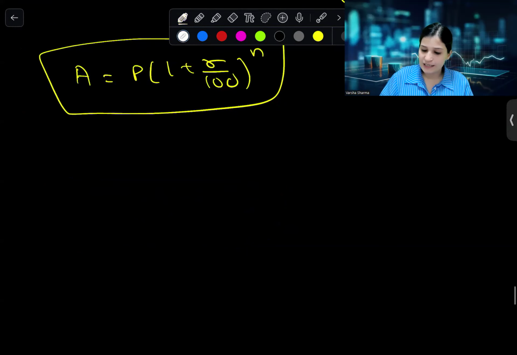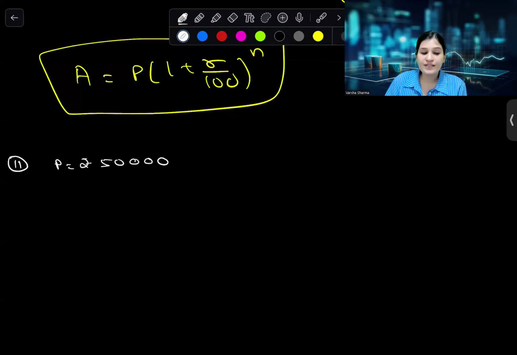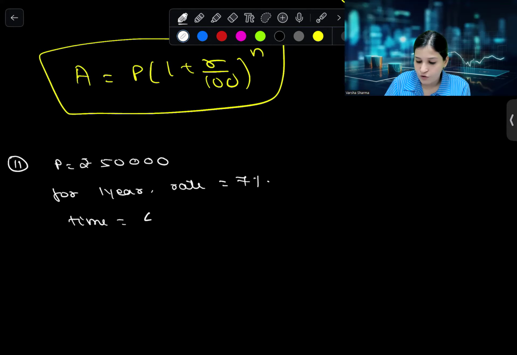Okay, let's try question number 11. How much would an investor accrue by investing rupees 50,000? I am investing rupees 50,000, so this 50,000 will be my principal, at an interest rate of 7% per annum, and time is 4 years.